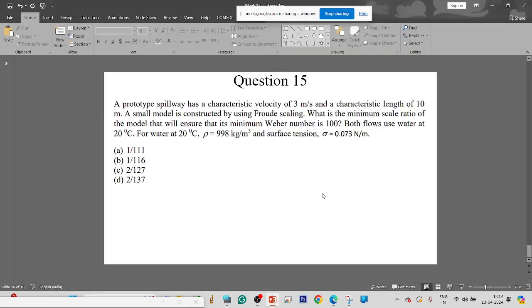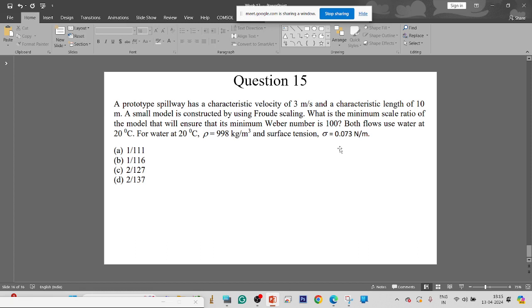So the last question for this session and for this course as well. A prototype spillway has a characteristic velocity. Velocity is given. Characteristic length is given. A small model is constructed using Froude scaling. What is the minimum scale ratio of the model that will ensure the minimum Weber number is 100? For both flows, the water temperature is 20 degrees Celsius and density and surface tension are given.